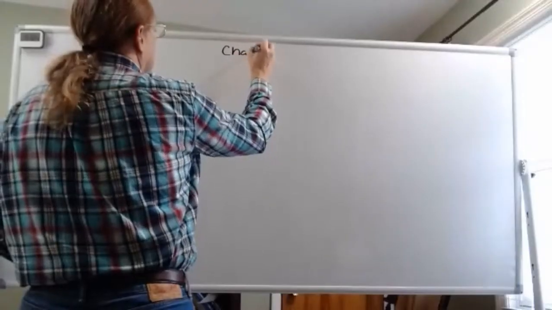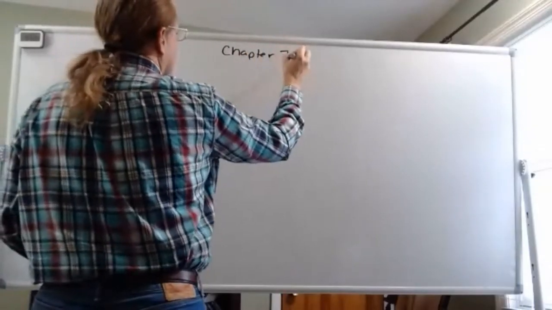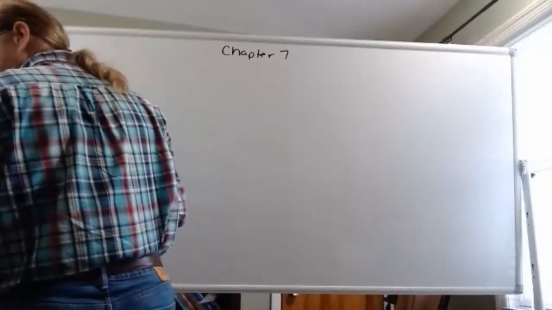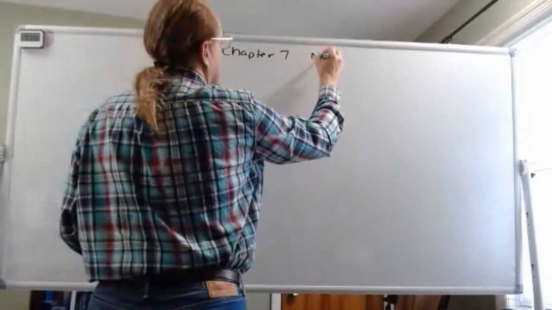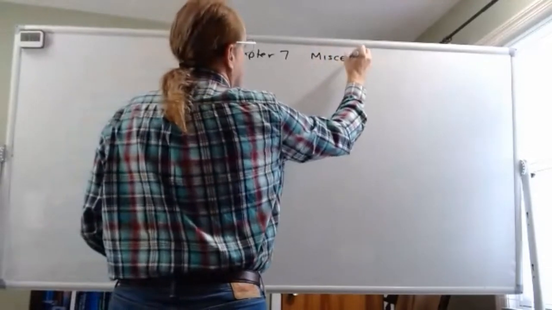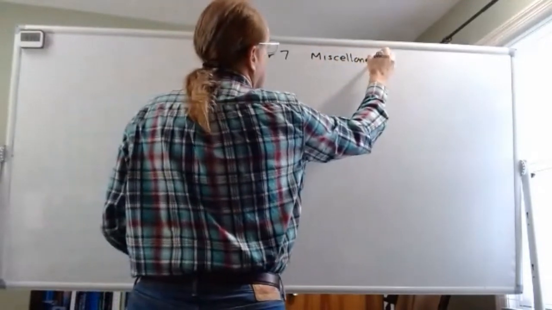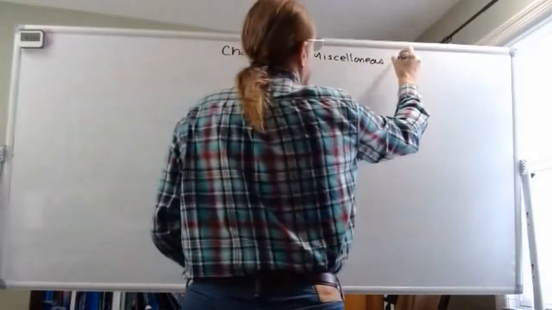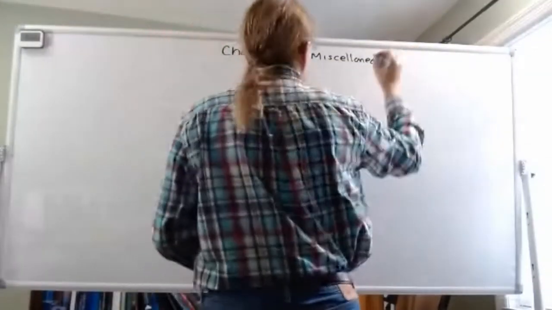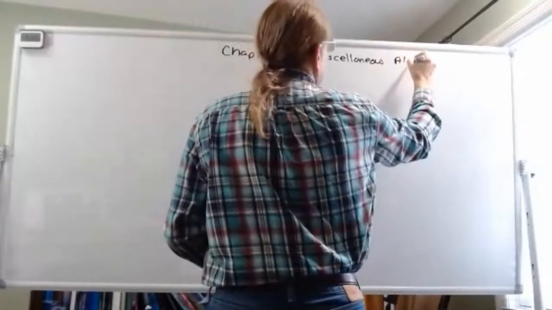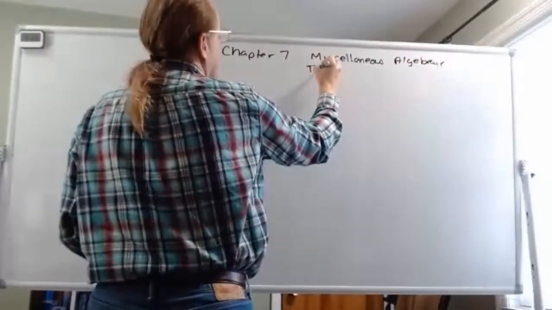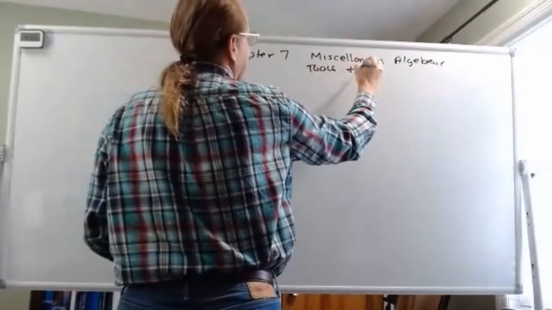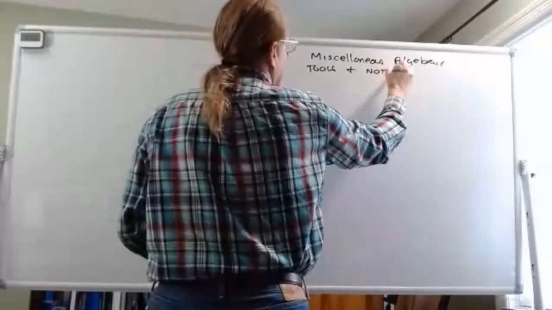Chapter 7 is all on some miscellaneous algebraic tools and notations. Algebraic tools and notations.